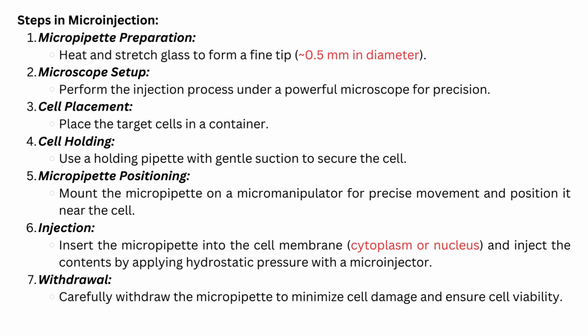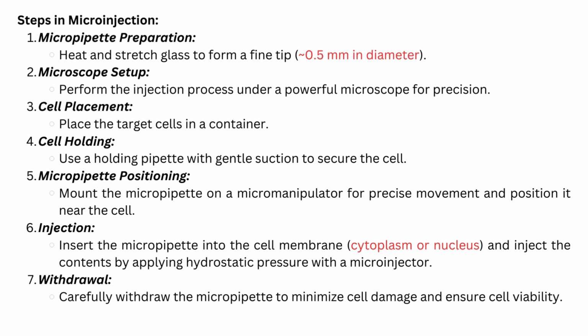Steps in microinjection. Micropipette preparation. Heat and stretch glass to form a fine tip, 0.5 mm in diameter. Microscope setup. Perform the injection process under a powerful microscope for precision. Cell placement. Place the target cells in a container.